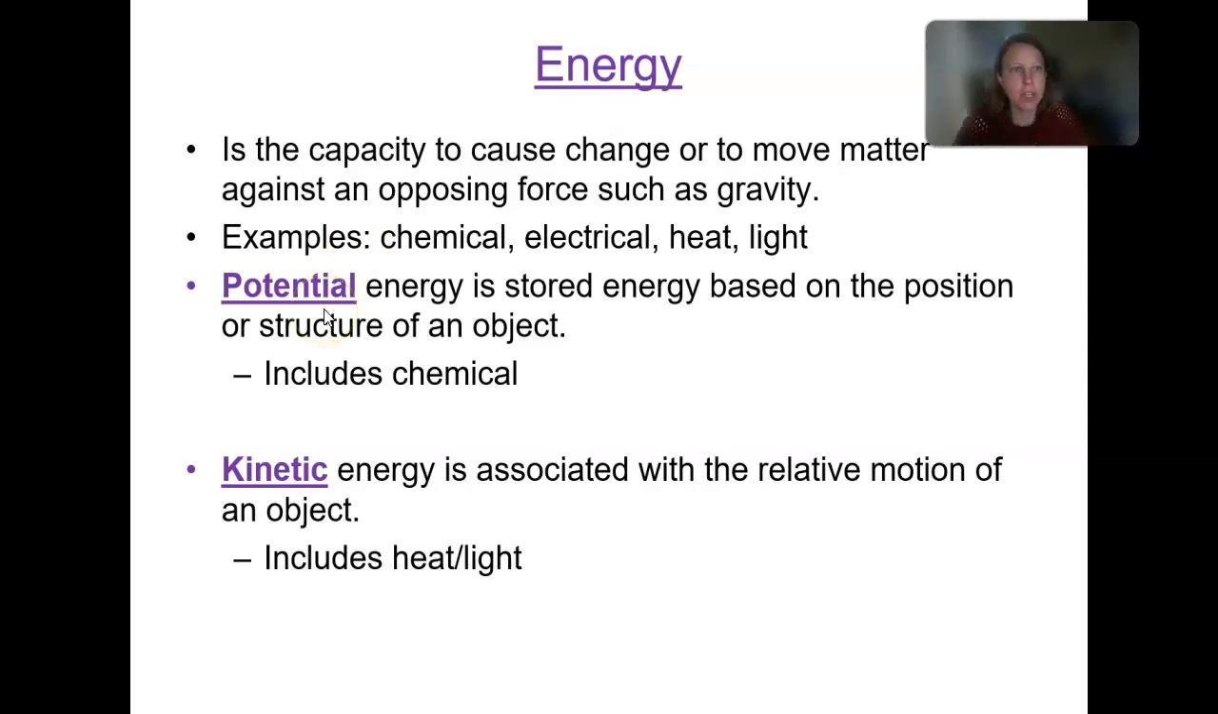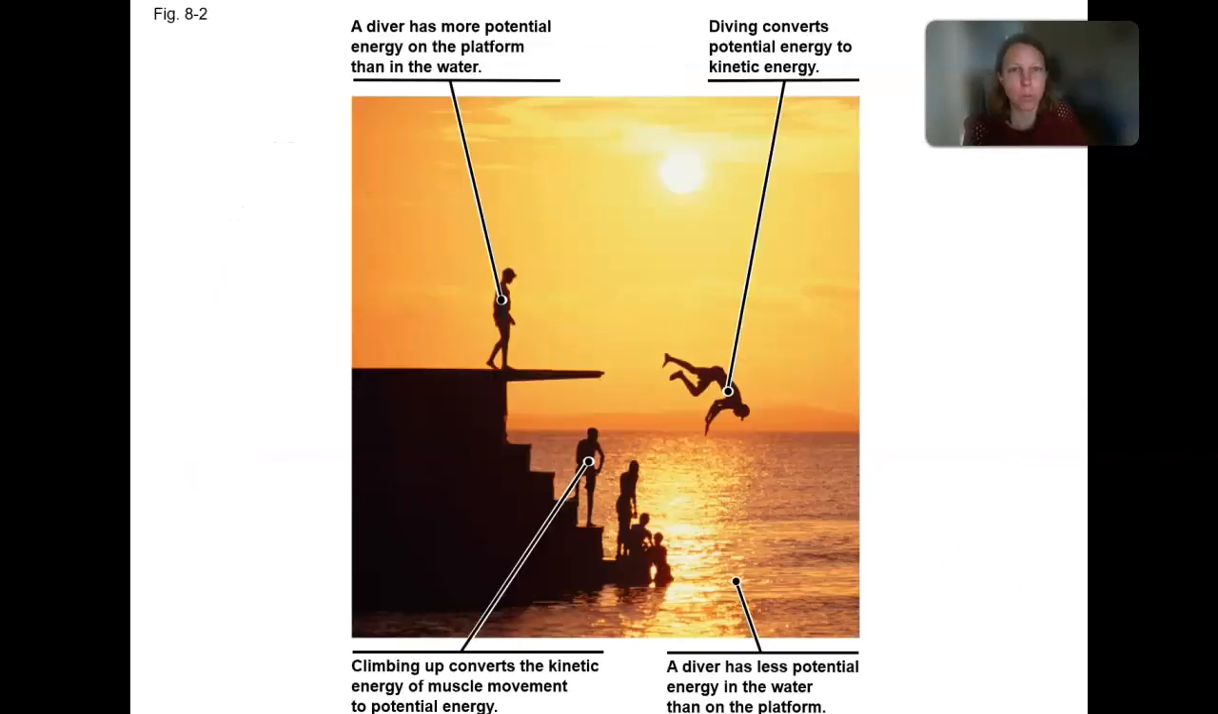We have potential energy, which is the energy that's stored based on the position of something. Something that's higher up is going to have more potential energy than something that's lower down. And this includes chemical energy, because the three-dimensional shape, the position, the physical components of the molecule are part of its potential energy. Right? And then kinetic energy is the energy associated with the movement of the object. So that can include movement of things, of molecules, and it can also include heat and light. We'll need both of those as well.